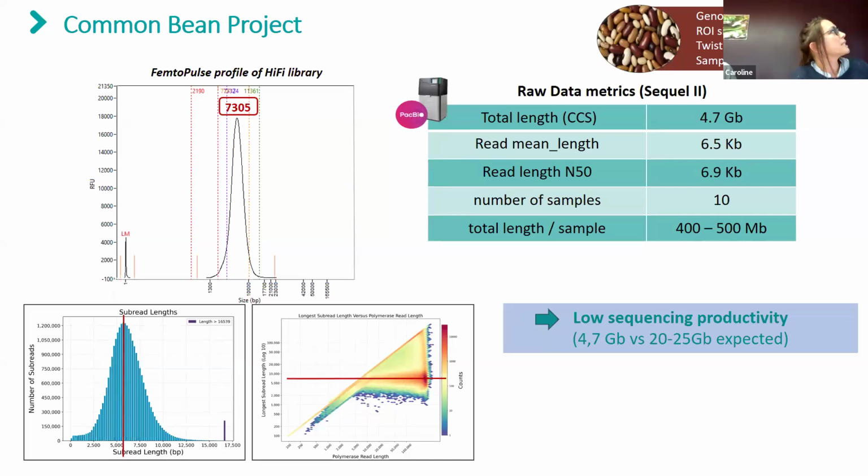Despite the good quality of reads, sequencing productivity was lower than expected because we recovered less than 5 gigabases, compared to the typically 20 to 25 gigabases expected for this fragment size on the Sequel II run. And this directly impacts the sample yield: between 400 and 500 megabases of HiFi reads per sample.